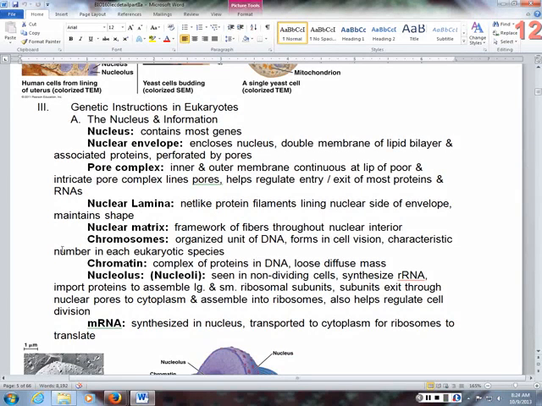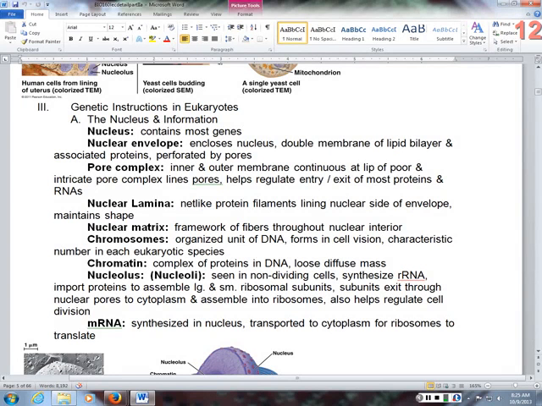So when you've got your membrane here, this is your membrane and this is your pore. This is all continuous, that makes this lip of the pore. It's not going to be separated and have a hole in it. And this is going to help to regulate the entry and exit of most proteins and RNAs. So you don't want to have things just randomly going in and out. This will help to control who gets in and who doesn't.